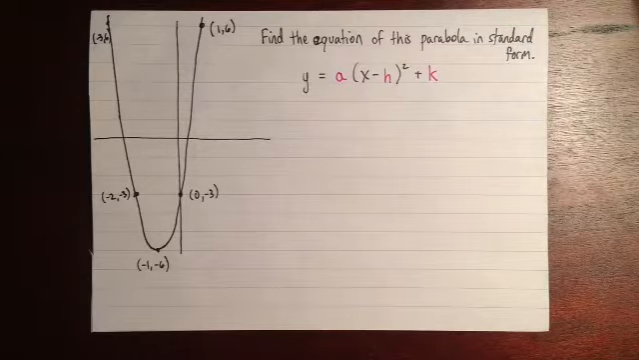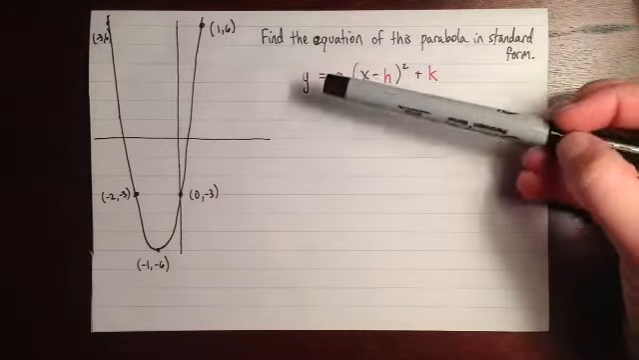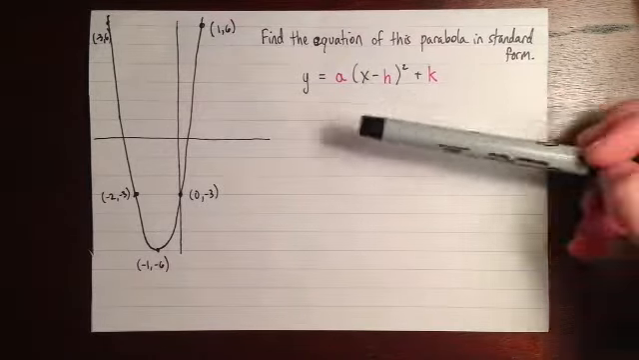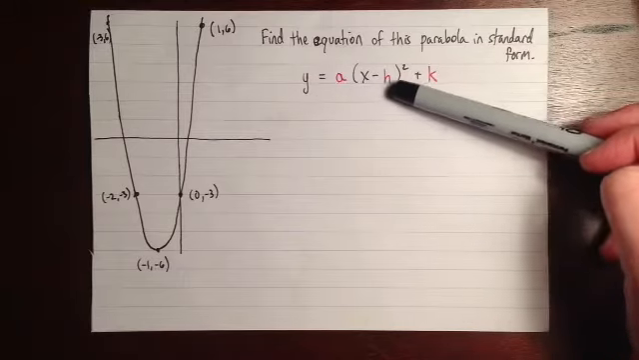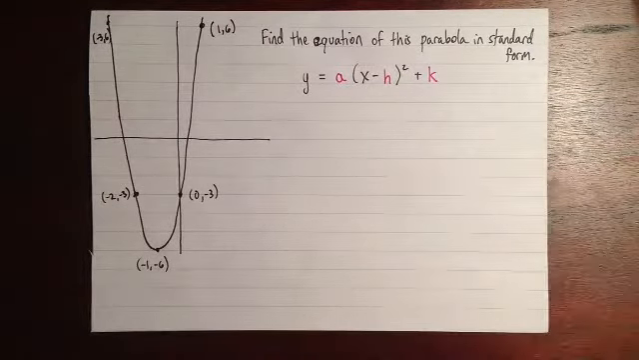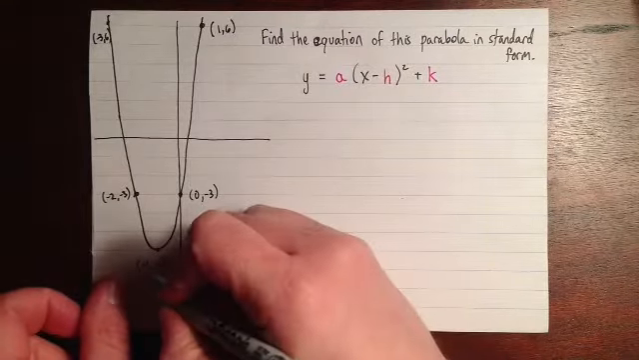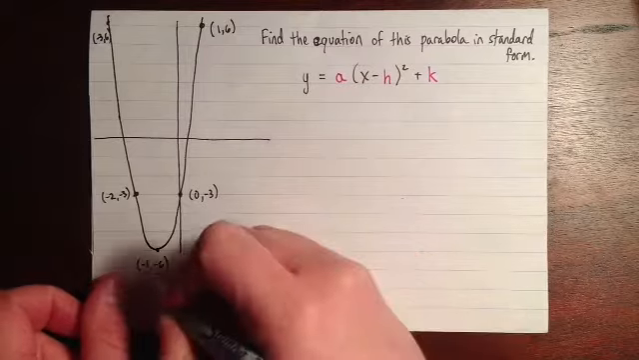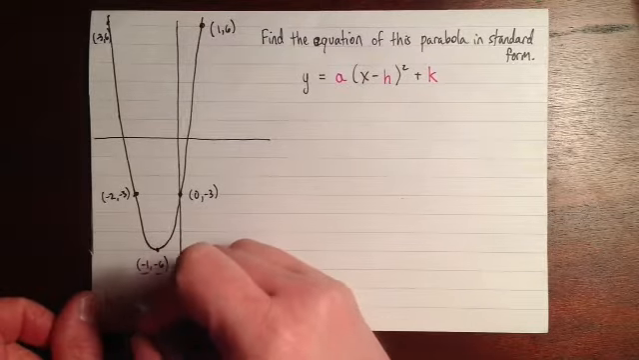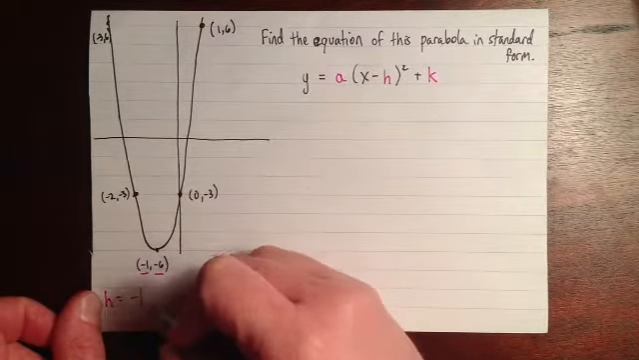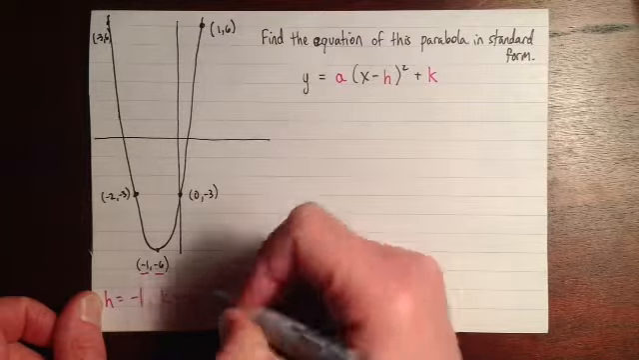In this question, I ask you to find the equation of this parabola in standard form. You should know this, but I just wrote it out to save a bit of time. Standard form is y equals a times x minus h squared plus k. What we know about this is we need a, h and k. Here, h equals -1 and k equals -6.